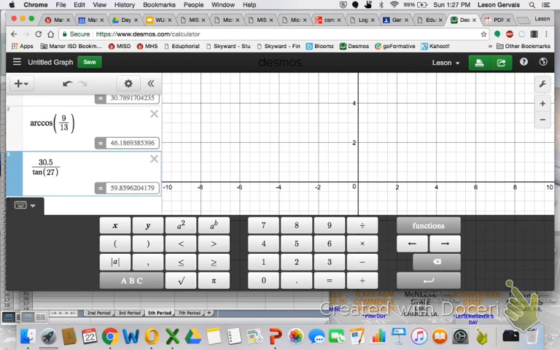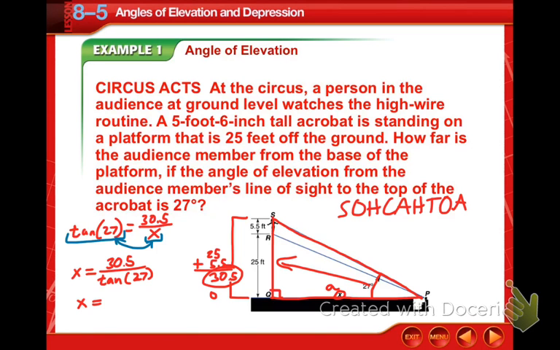I don't believe it said to round to anything specific. Let's check. So 59.85, we round that to be 59.9. It's probably a good answer. Doesn't say anything specific to round to, so let's go with that. 59.9. Now, we do have a unit here because this is talking about an actual distance from the high wire person to the audience member, and it is in feet. So there's our unit, there's our answer, and we're done.